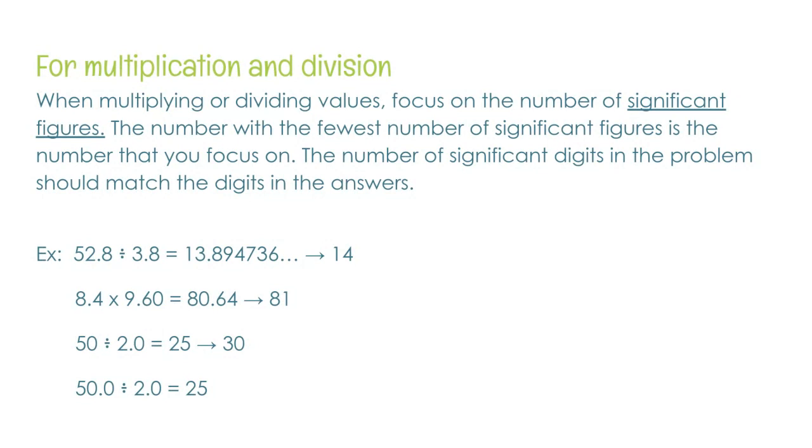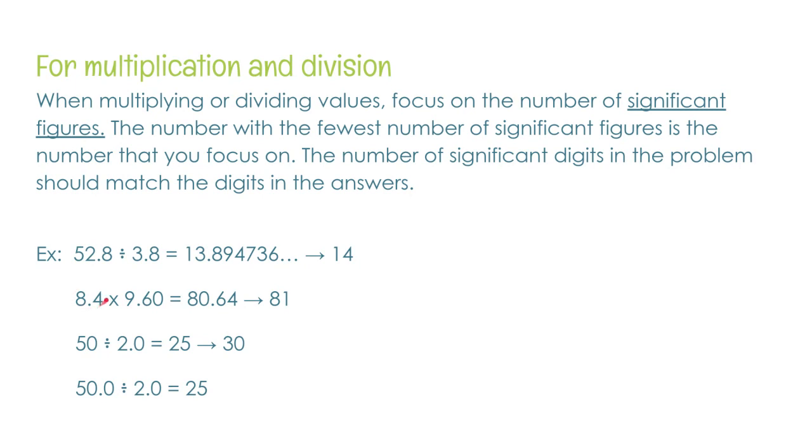You can put a decimal behind it. You can skip the decimal. Technically, it doesn't matter. But you should not round your answers until the very end. Just a heads up. Okay, here I have 8.4 times 9.60.